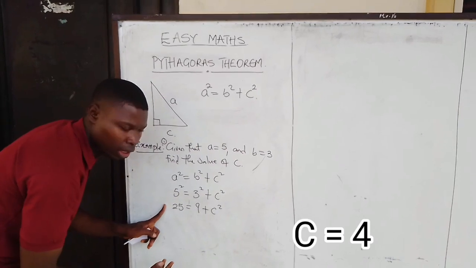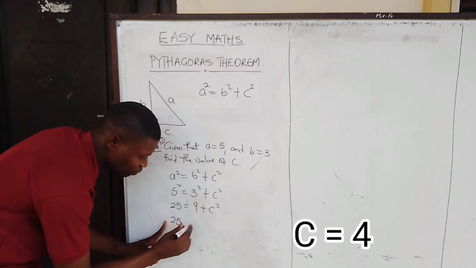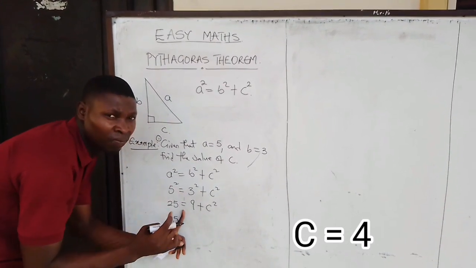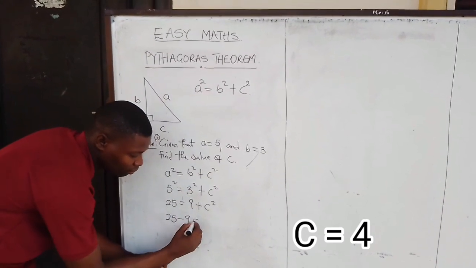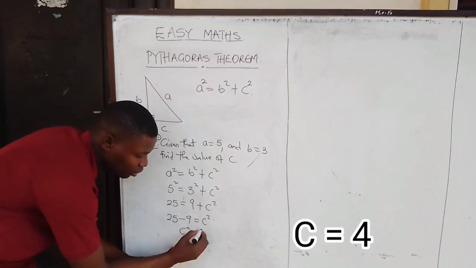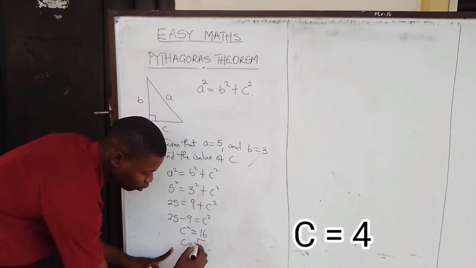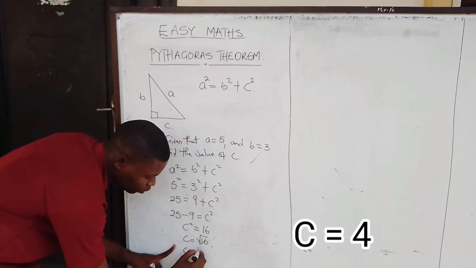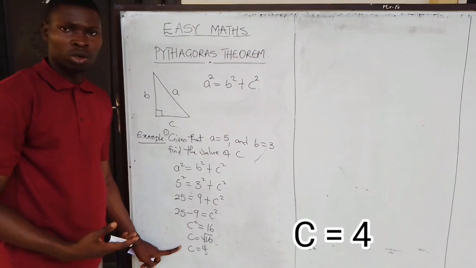From here, we can collect like terms. 9 will go and meet 25. Our 9 here is positive, and when it crosses the equality sign, the sign will change. So once it's moving, it changes to minus 9, equal to C squared. So our C squared is equal to 25 minus 9, which gives us 16. So C will be equal to the square root of 16. Our C will be equal to 4.